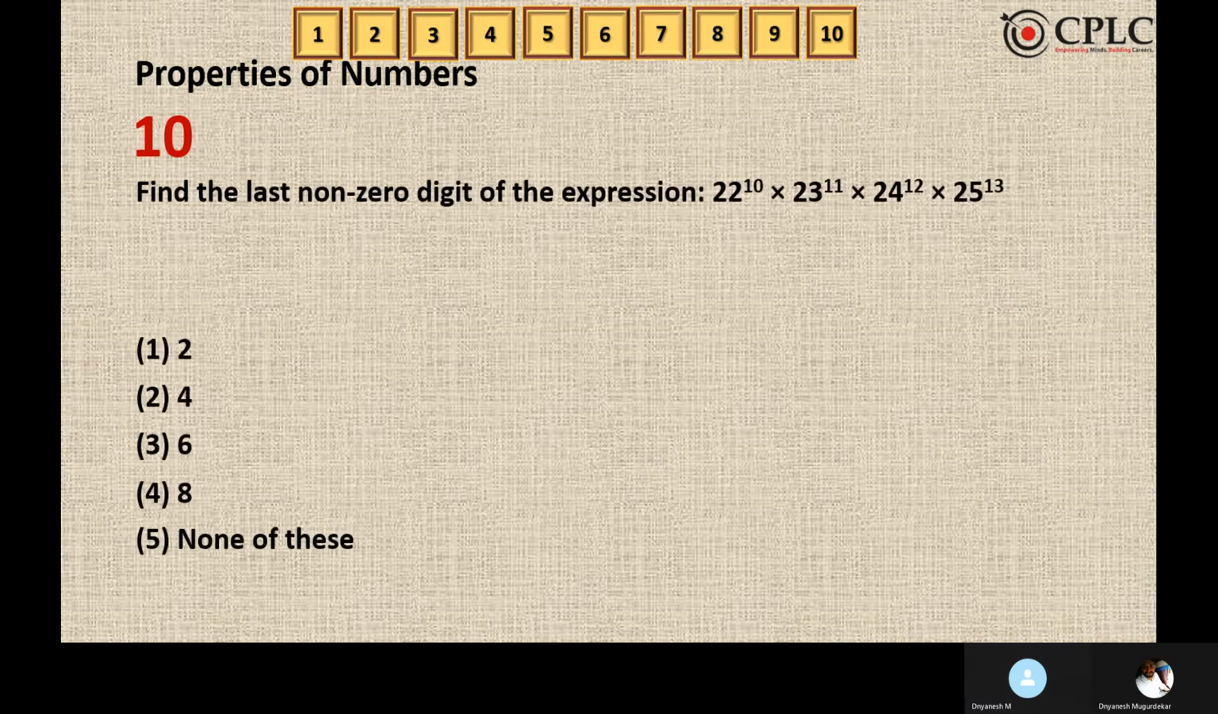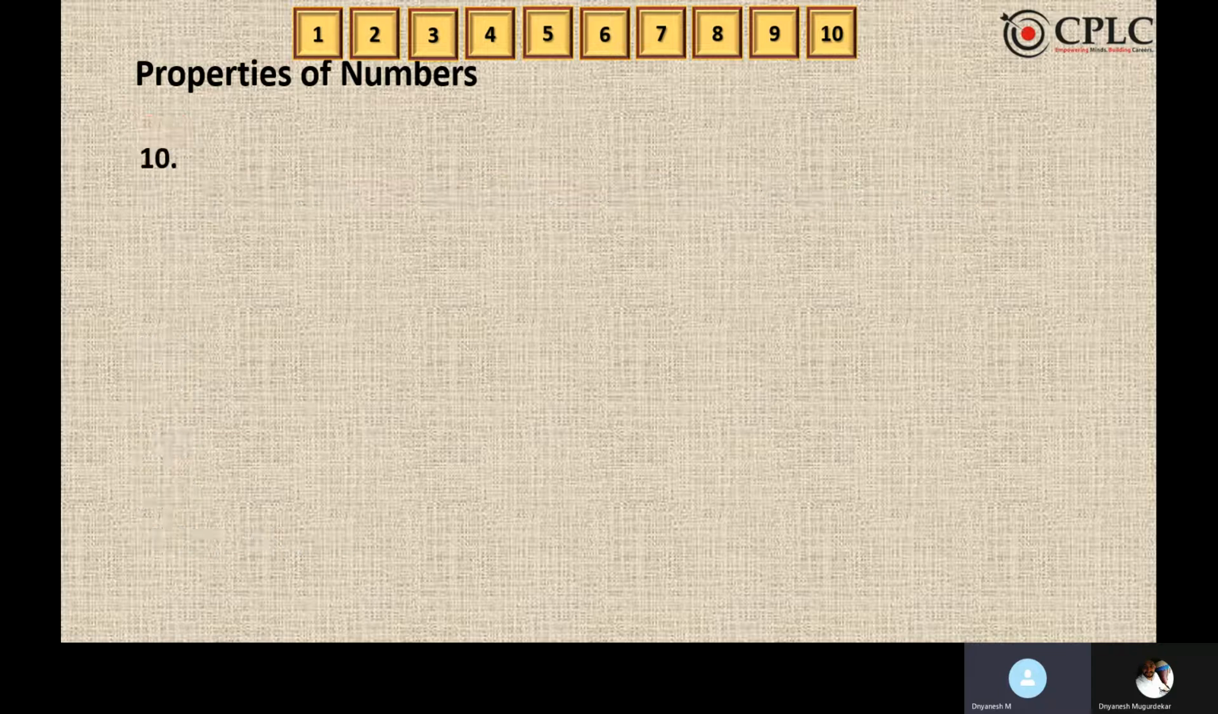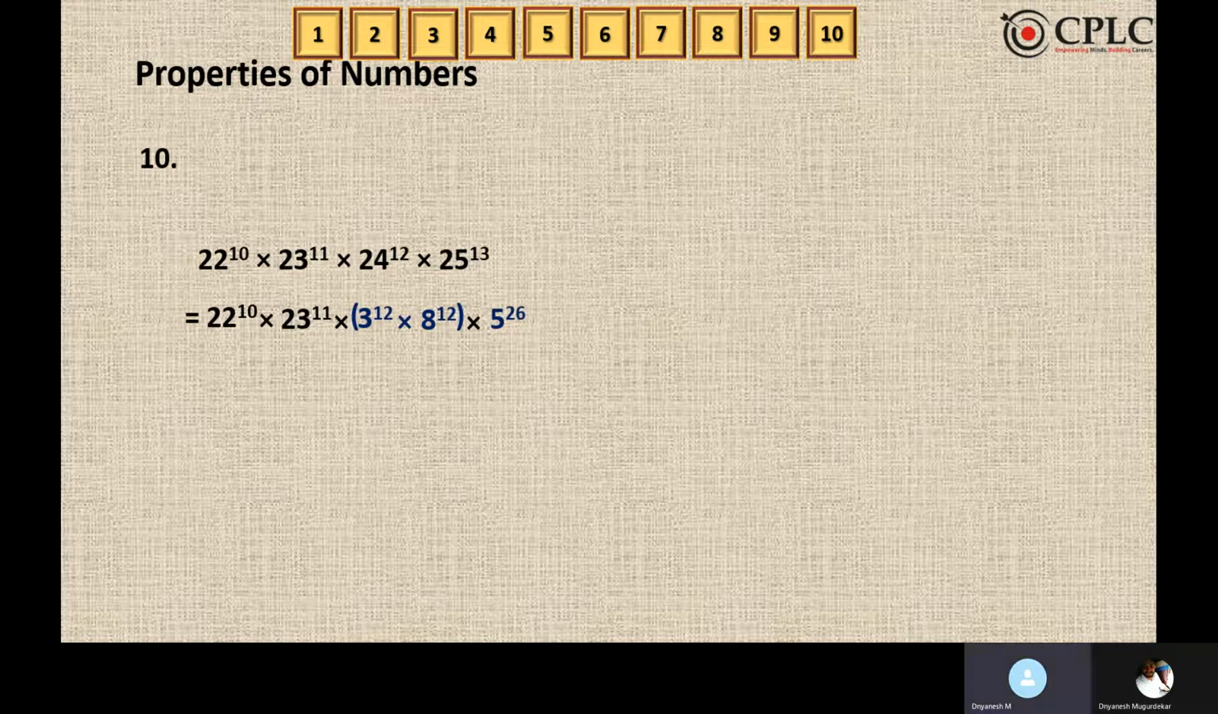Last one, find the last non-zero digit in the following expression. So last non-zero digit. First we need to confirm whether there are zeros or not. Clearly I can see there are a lot of zeros because zeros will depend on 2 and 5. I can see 25, so that means there are fives. I can see 2 in either 22 or 24 as well. So first we'll need to break that down. So 25 can be written as 5 square, and that 5 square raised to 13 will give you 5 raised to 26, laws of indices.